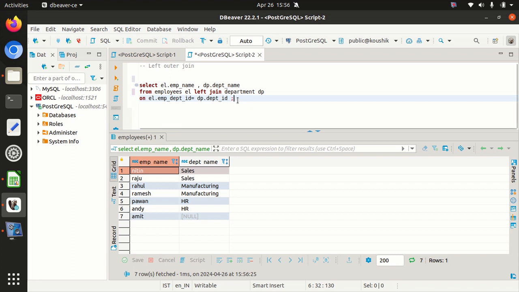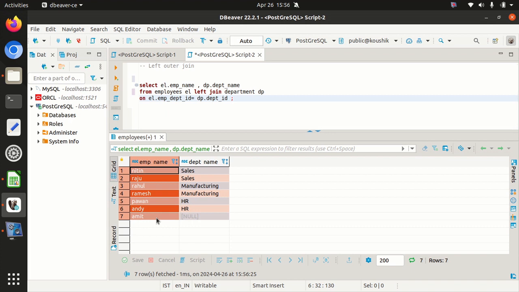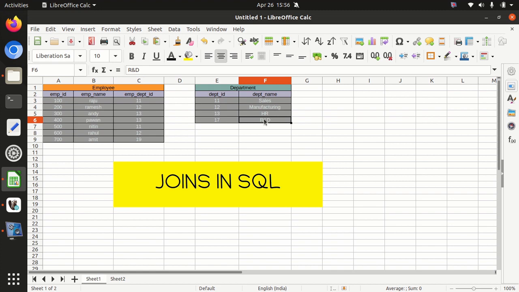If I run this SQL, we can see all the employee names, but one department name is missing, which is R&D. Why is R&D missing? Because R&D has a department ID of 17 and there is no employee in the employee table who works in department ID 17. R&D is filtered out because our priority is to capture all the values from the left table, and only the matching values from the right table.